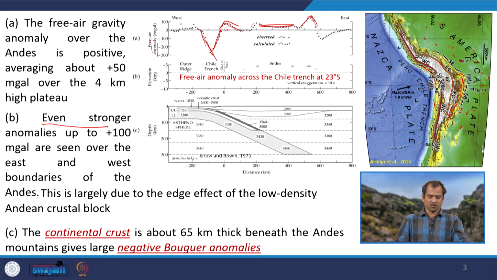And this continental crust is about 65 kilometer thick beneath the Andes mountain, giving rise to the negative Bouguer anomaly. Bouguer is a density anomaly. So, Bouguer talks about the density. The continental crust is of granitic to granodiorite composition. So, that is a low density mineral. So, that is why it is giving a large negative Bouguer anomaly.